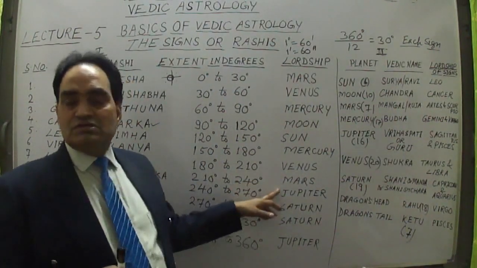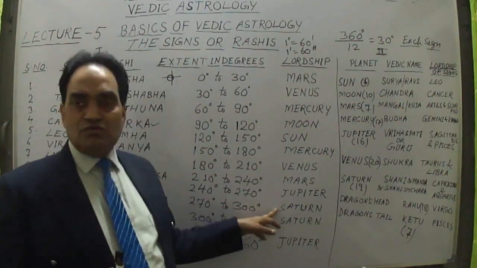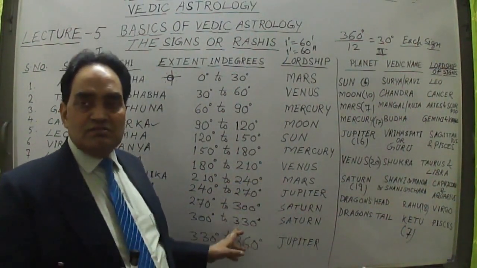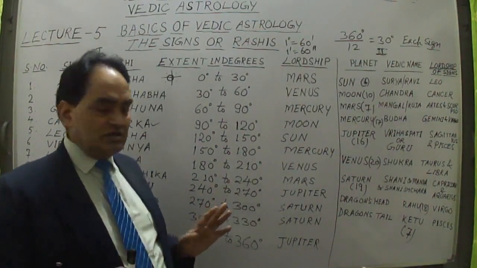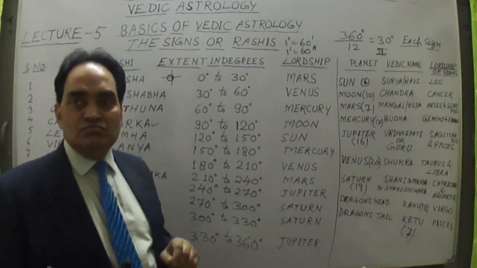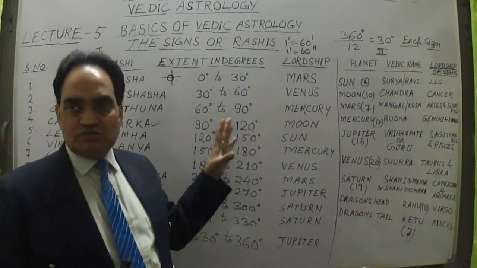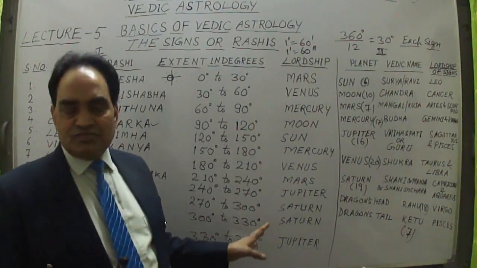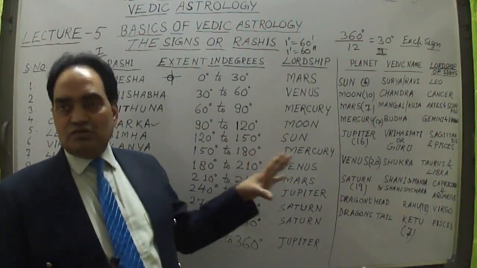Then Sagittarius, the ninth one, is lorded by Jupiter. The 10th one, Capricorn, is lorded by Saturn. The 11th one, Aquarius, known as Kumbh Rasi, is lorded by Saturn again. Then the 12th one, known as Pisces or Meena Rasi, is lorded by Jupiter. So Jupiter is the lord of two signs, Sagittarius and Pisces. The 9th and 12th signs are lorded by Jupiter.